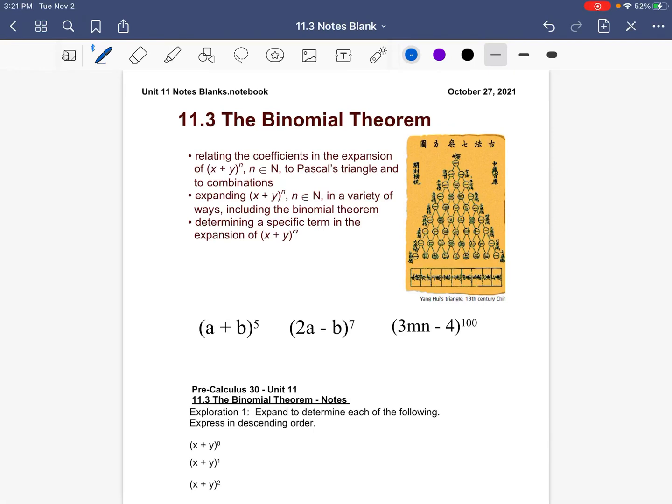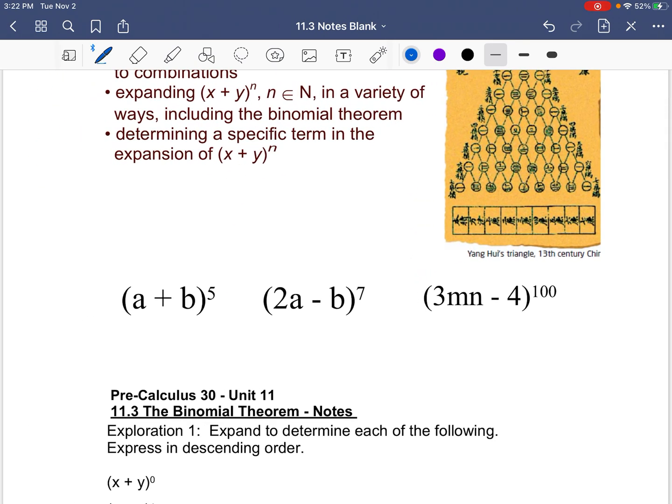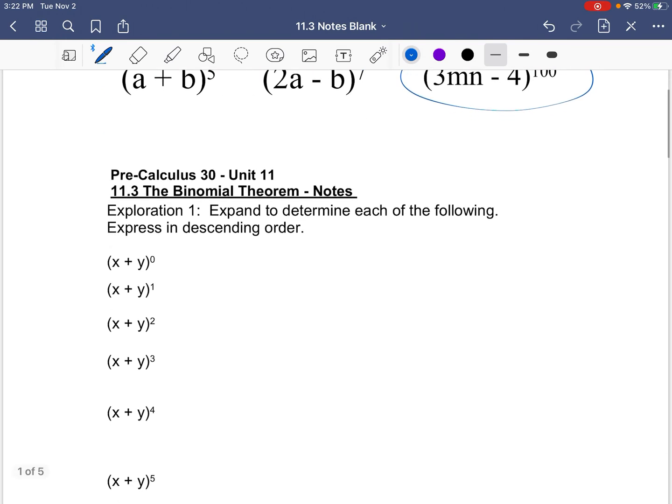Today we're going to be looking at 11.3, The Binomial Theorem. It relates coefficients to the expansion of some sort of binomial, hence, binomial theorem. When we expand our powers, rather than having to multiply this thing fully out, we have a way to simplify and get straight to the answer rather than multiplying 100 times.